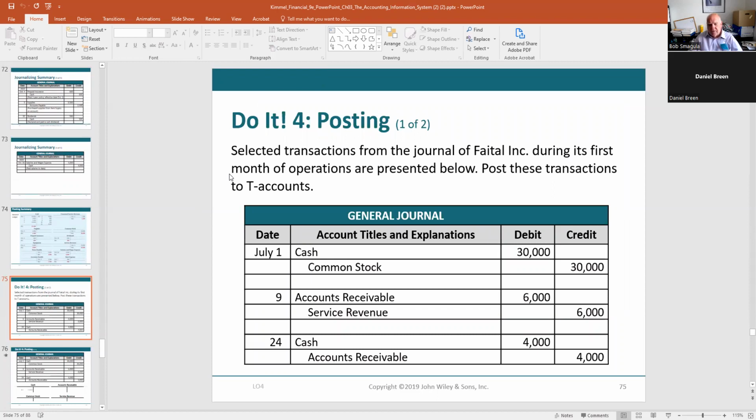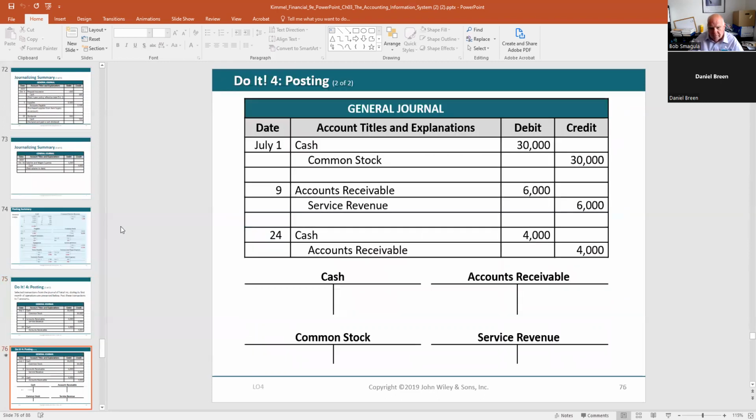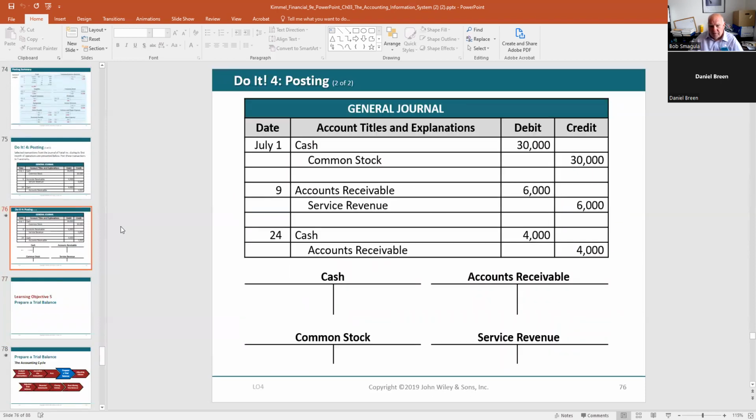Okay, they're just asking us to post these to T accounts. Well, that's easy enough. Post them. Oh man, they took the wind out of our sails. Let's do it together here, everybody. We have a debit to cash for 30, so the 30,000 would end up there. The credit to common stock would go there. We have a debit to accounts receivable, a credit to service revenue, and we have another debit to cash and a credit to accounts receivable. So it's not too hard.